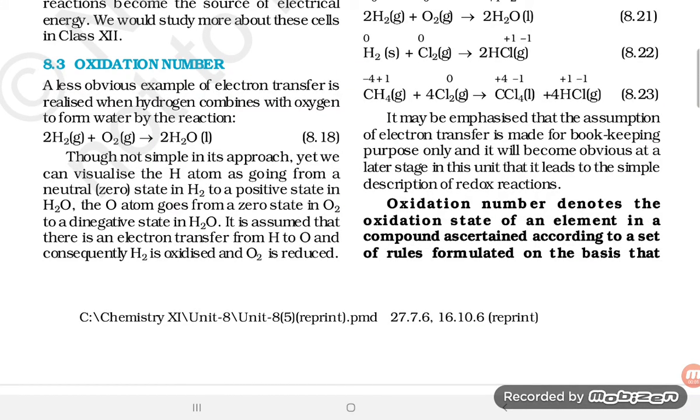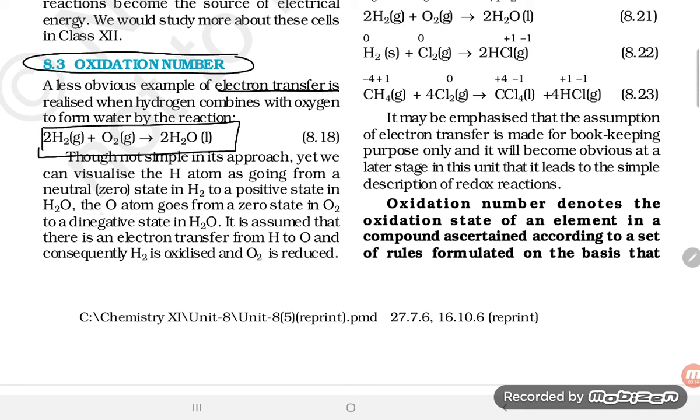Hello students, let's try to understand the oxidation number and how it relates to electron transfer. Now you see, students, 2H2 plus O2 gives H2O, right? Initially both are in the zero oxidation state, with no charge, but in the water molecule oxygen is -2 and hydrogen is +1. So here hydrogen is oxidizing.